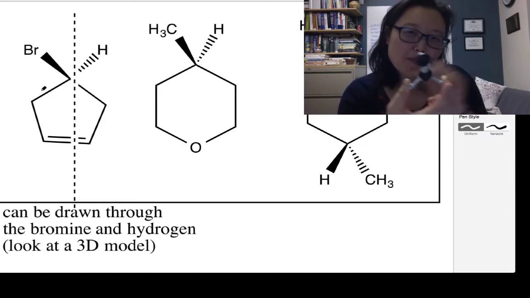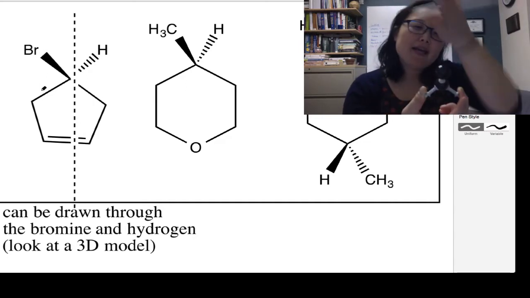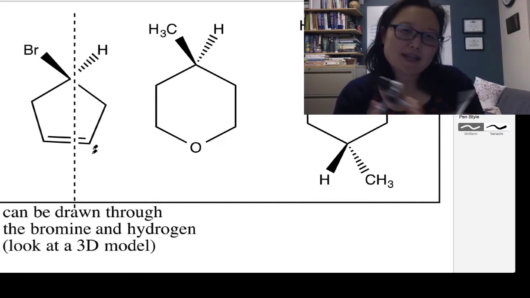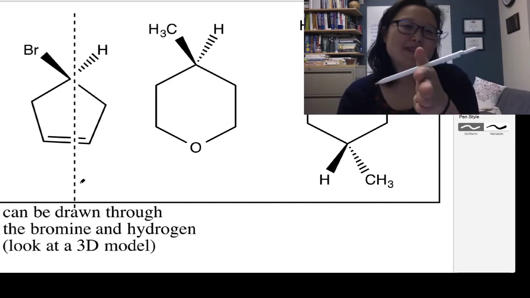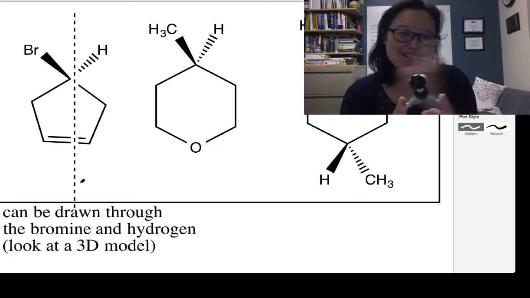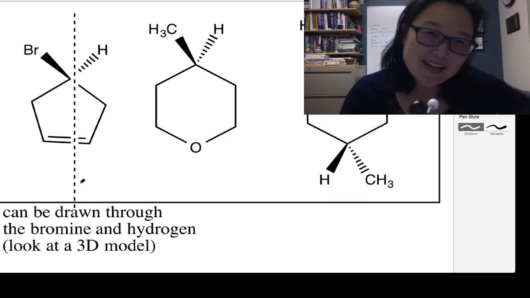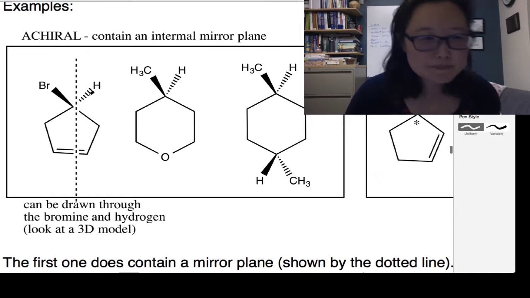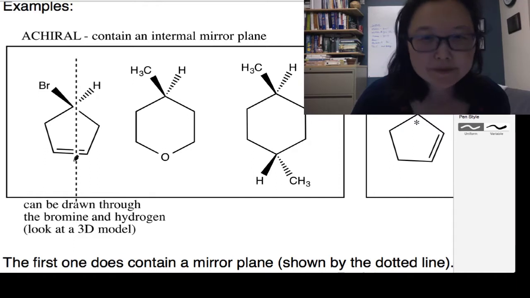So if the ring is in the plane of the paper or the screen, and you've got the bromine pointing at you and the hydrogen pointing back, you've got symmetry this way. So that's what this dotted line is denoting, is symmetry slicing through the bromine and the hydrogen. So if you slice through this way, half of the bromine sees the other half, half of the hydrogen sees the other half, half of the ring sees the other half of the ring, and you've got symmetry. So in this case, even though it looks like it could be chiral here, you've got the plane of symmetry going through the molecule.